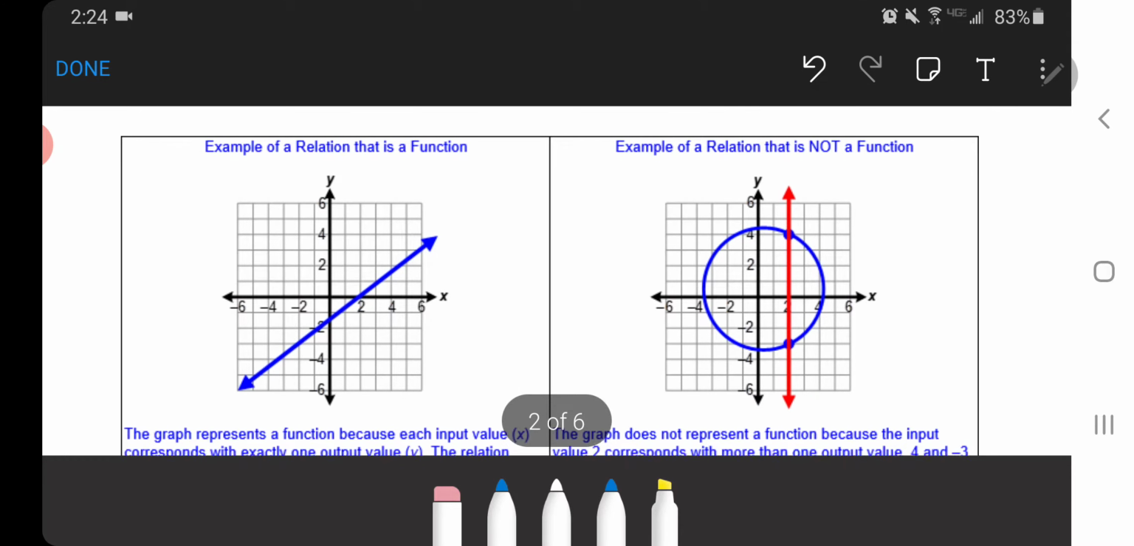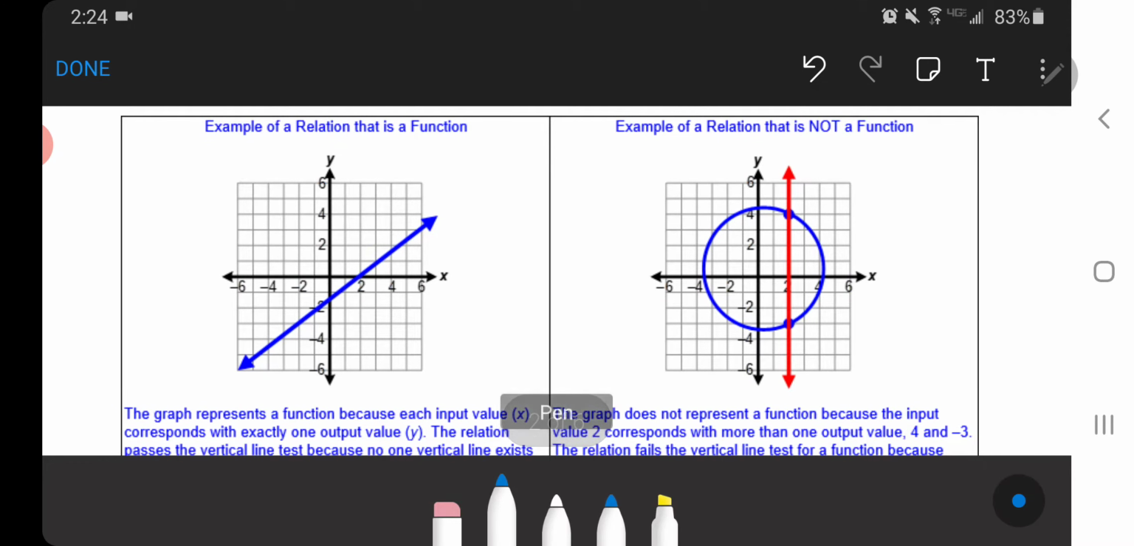Hoping that's kind of clearing it up. We've got a couple more graphs here. That's a function. Once again, easiest to do a vertical line test. Vertical line up and down, only hit it once. Only hit it once. No matter where I draw the vertical line, I'm only going to hit my graph once.